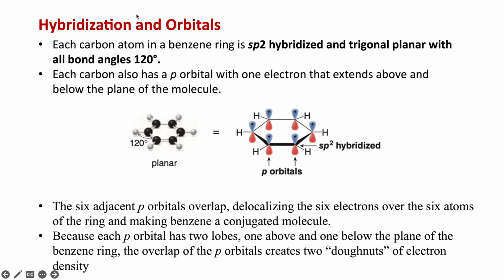The next theory is hybridization and orbital theory. According to it, the carbon of benzene is sp2 hybridized with a trigonal planar structure, and the angle is 120 degrees, and the carbon has a p orbital with 1 electron that extends above and below the plane of the molecule.